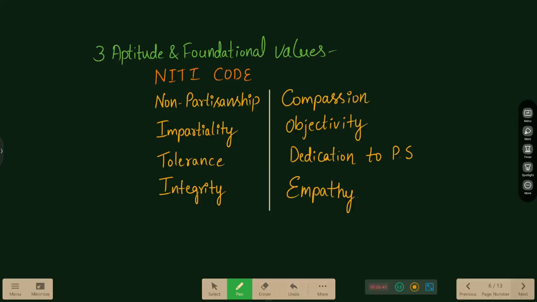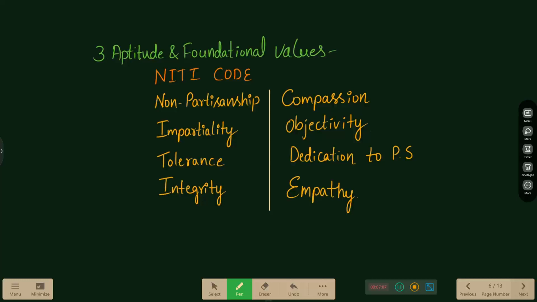These are the aptitude and foundational values for civil services, which we need to develop towards weaker sections. You need to have clarity about these concepts so that you can use them in your answer writing and case studies.